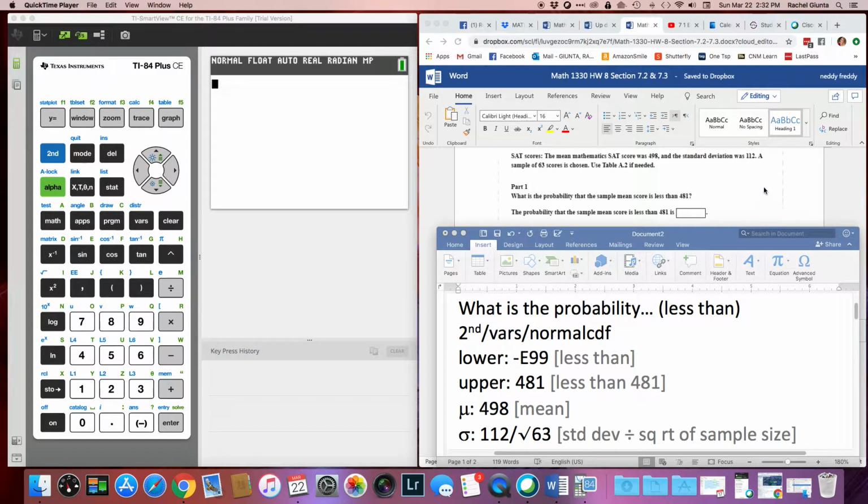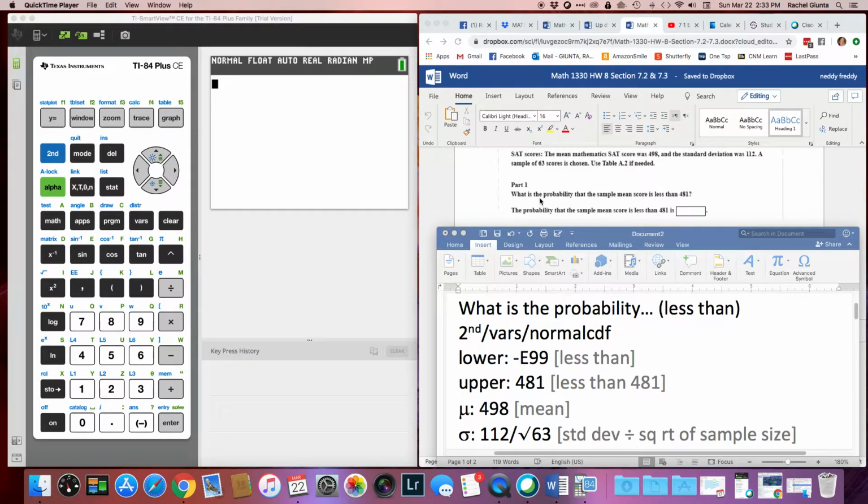And the other way to recognize that is that on a quiz, up in the right-hand corner, you can see what section you're in. So if you're in 7.3, chances are you're given a sample size and you'll have to do this process. So again, they're asking what is the probability of something, but now it says sample mean, and this situation is the mean math SAT score was 498, standard deviation was 112, and a sample of 63 scores is chosen. In 7.2, it would have just been an individual score being chosen.